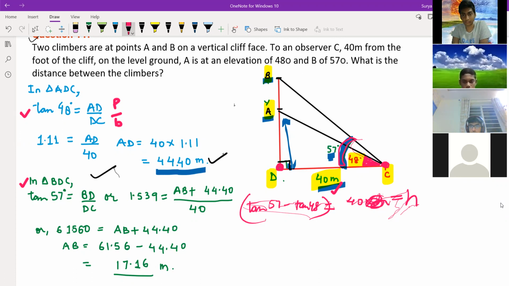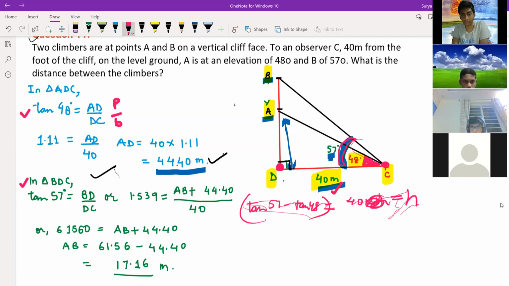1.11. 1.539 minus 1.11. 0.429 into 40. Okay, the same answer is coming like this also.